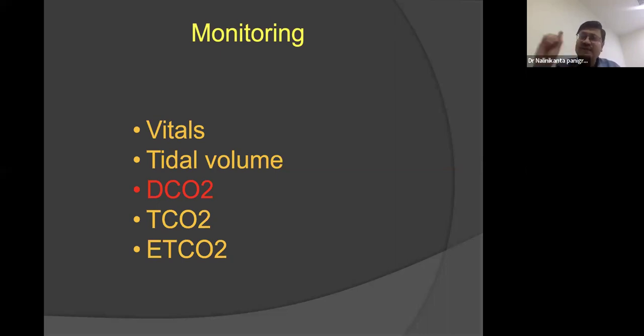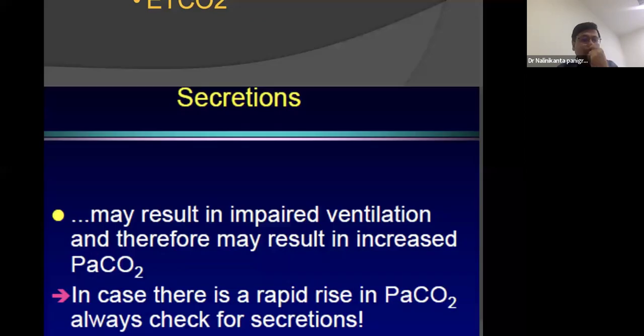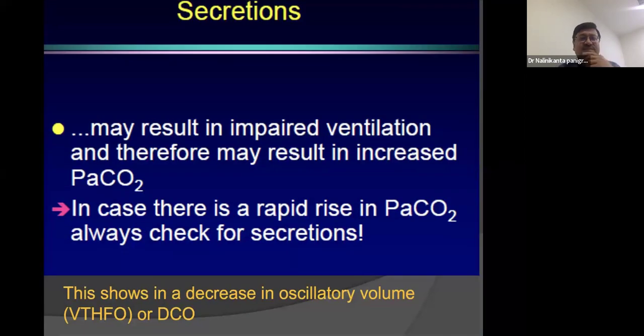Tidal volume, even when we are on HFO, monitoring of tidal volume should happen, at 1.5 to 2 ml per kg. DCO2, which is equivalent to minute ventilation in conventional ventilation, should be 40 ml per kg per second. That's the value. Different disease processes will be different. The trend is to be monitored.